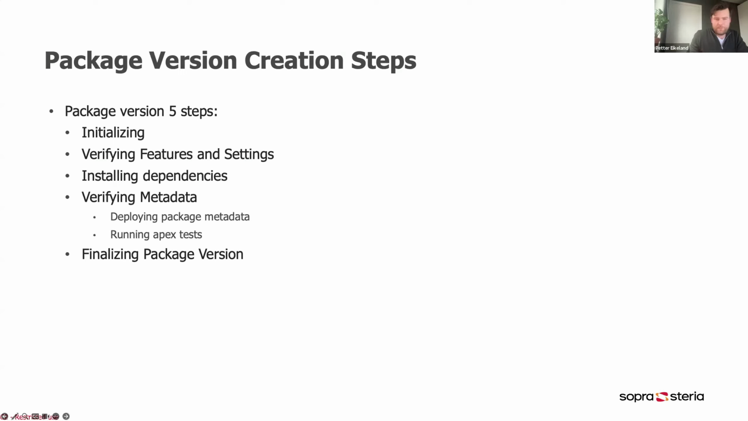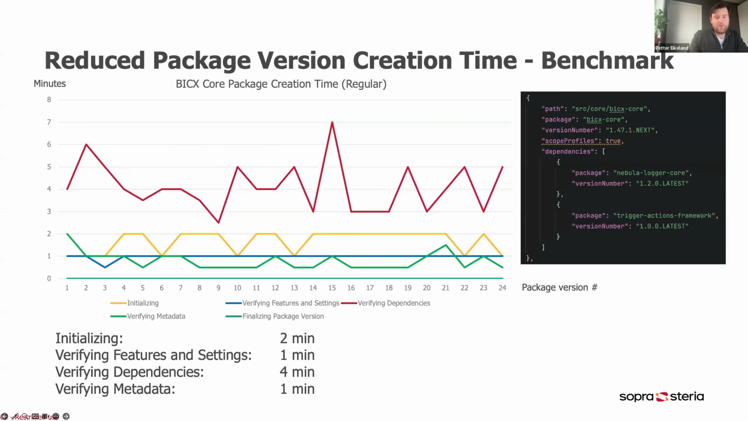So with these steps in mind, let's go through some more benchmarking. This is the package creation for one of our more core packages. It only has two dependencies: the Nebula Logger framework and the Trigger Actions framework. And here we're using a regular build org. We're not using snapshots.